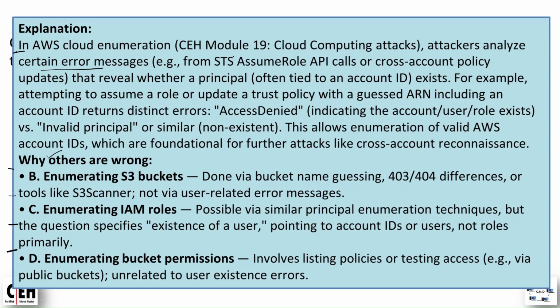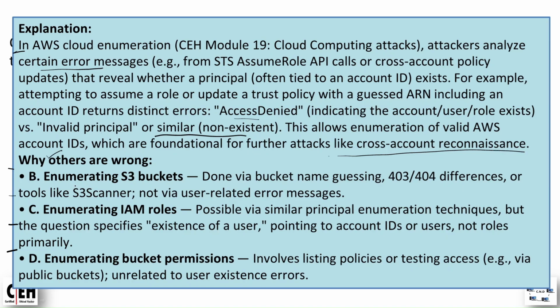So in AWS cloud enumeration, CEH Module 19 Cloud Computing Attacks, attackers analyze certain error messages, for example from STS assume role API calls or cross-account policy updates, that reveal whether a principal, often tied to an account ID, exists. For example, attempting to assume a role or update a trust policy with a guest ARN including an account ID returns a distinct error: access denied indicating the account, user, or role exists, versus invalid principal or similar for non-existent. This allows enumeration of valid AWS account IDs, which are foundational for further attacks like cross-account reconnaissance.